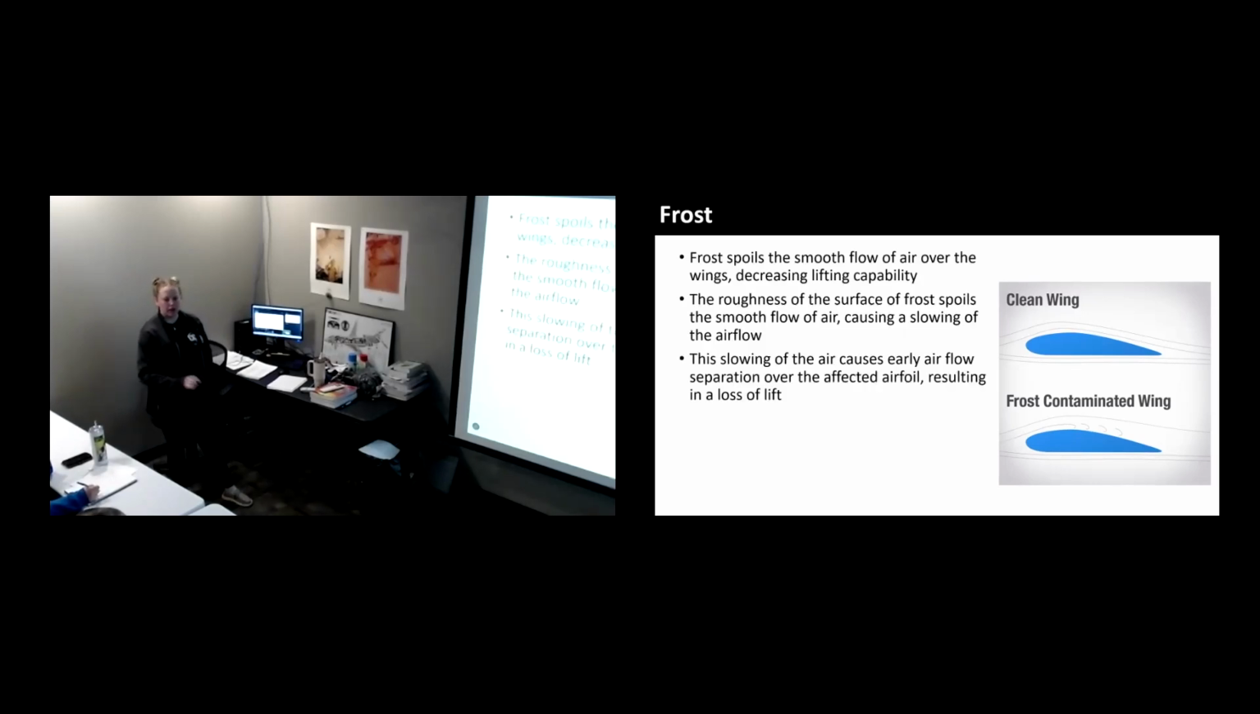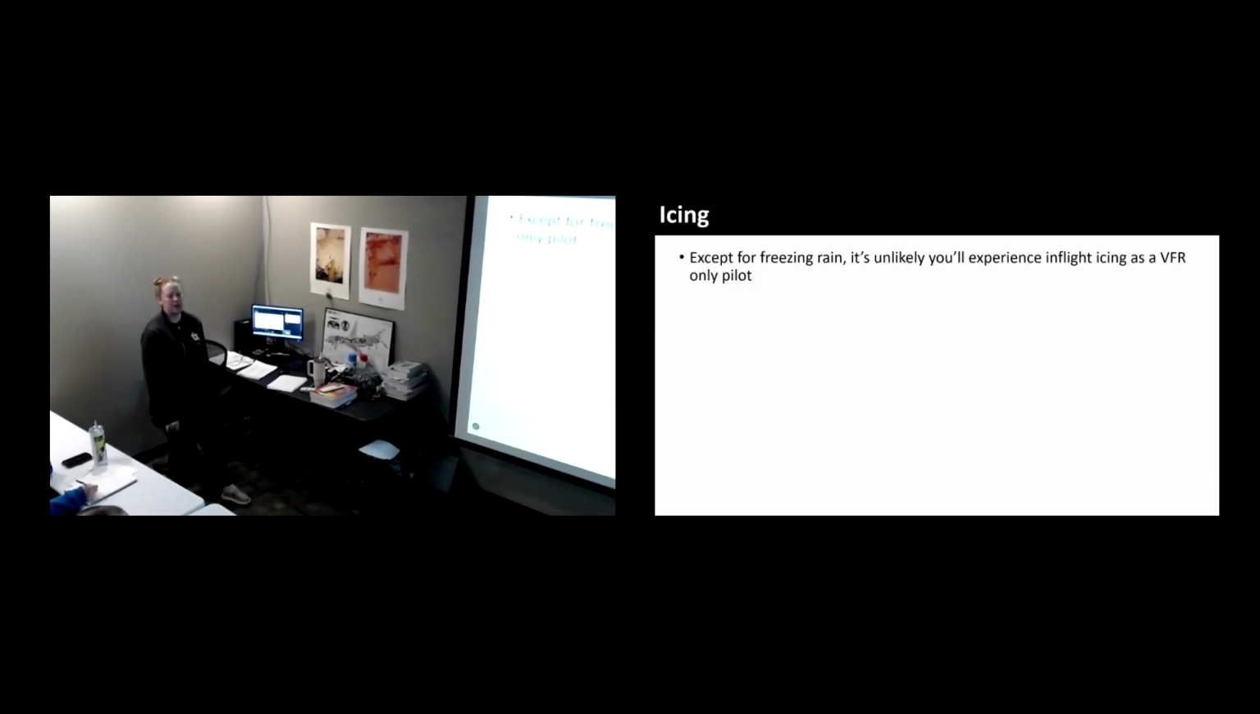Frost, bad, kind of icing. Okay? Speaking of icing, except for the freezing rain, it's unlikely you'll experience icing in VFR flights. Okay? What 2 things do you need for icing on your airplane to occur? Does anybody know? Visible moisture and near freezing temperatures. Okay? Emphasis on near freezing temperatures.